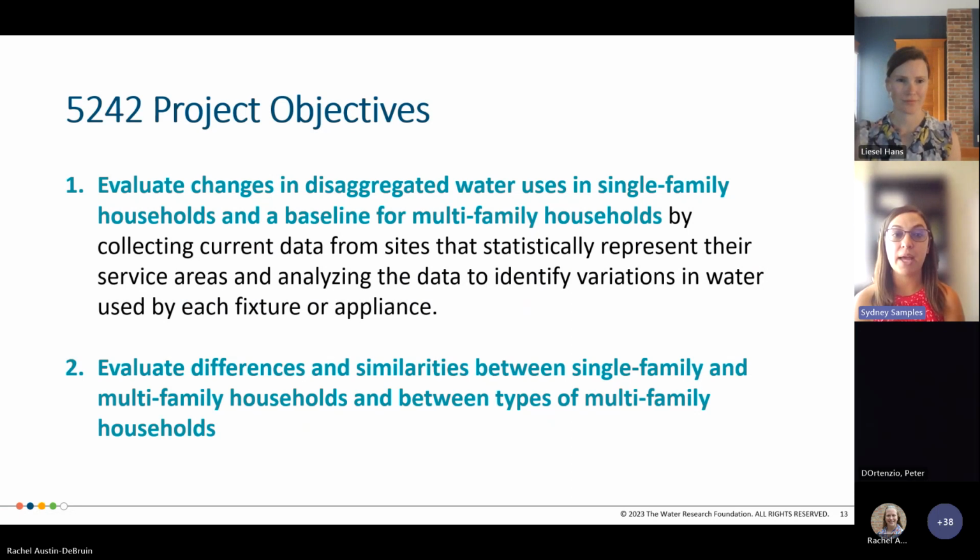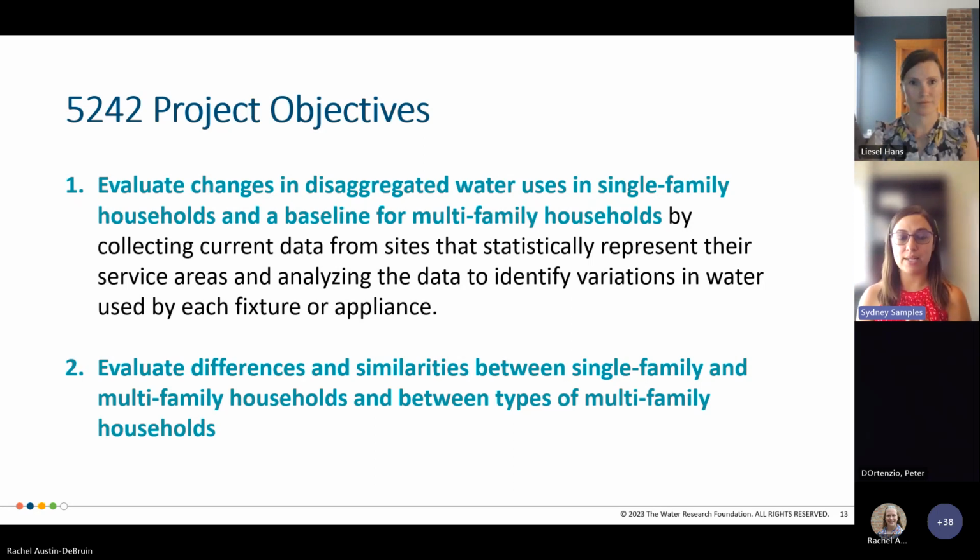So for our project objectives, we have 4. The first is to evaluate changes in the disaggregated water uses in single family households and then establish a baseline for multifamily households. And we're going to do this by collecting current data from sites that statistically represent their service areas and analyzing the data to identify variations in water used by each fixture. So when you think of the single family side of the 2016 study, the data collected, we're going to ideally hope for the same thing.